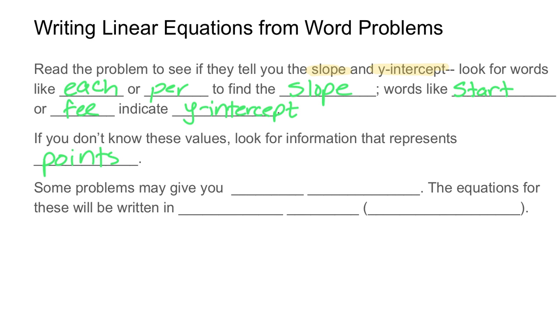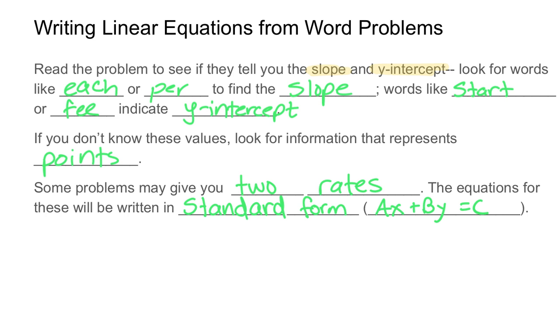Now, once in a while, you'll have a problem that gives you what looks like two slopes or two rates. They're not actually slopes, but it'll feel like they are because you'll have two different things that use each and per. Those equations have to be written in something called standard form. Standard form looks like your x and y on the same side, so we call that ax plus by equals c. That's a situation like you have apples are $2.50 each and oranges are $1.99 each, and you have the word each in there twice, one for apples and one for oranges.